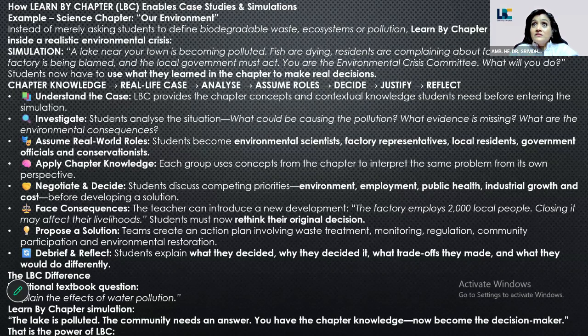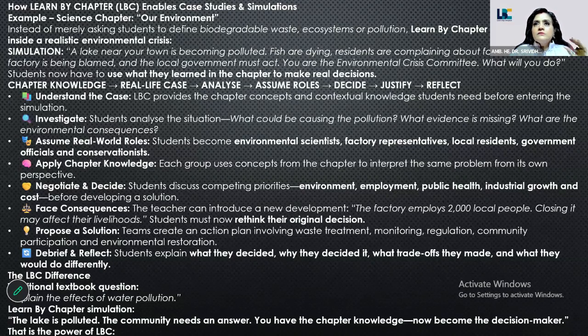Say, for example, a simulation is being done on that. A lake near your town is becoming polluted. Fishes are dying. Residents are complaining about foul water, and a nearby factory is being blamed, and the local government must act. So you are a member of the environmental crisis committee. What will you do? Change your questions this way, with the critical thinking process.